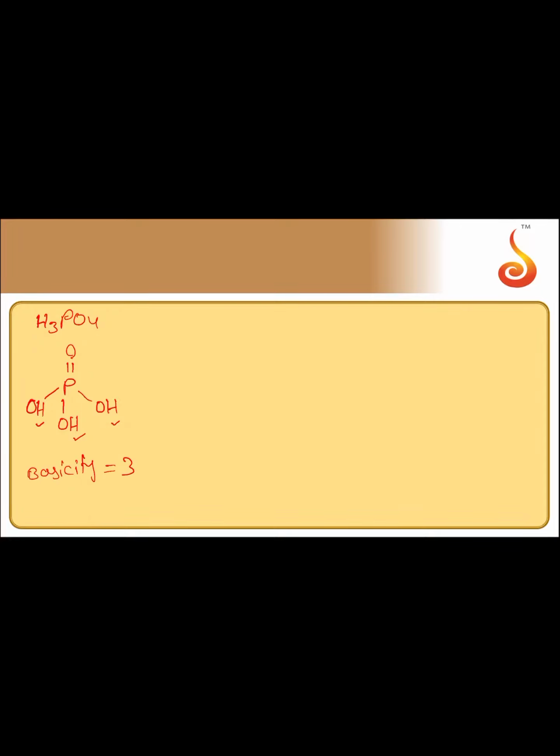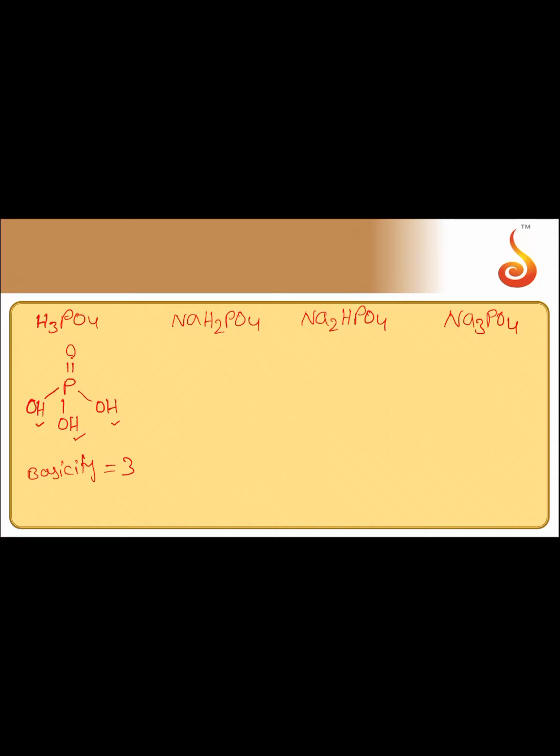That means basicity of orthophosphoric acid is 3 means it can form the 3 types of salts when it reacts with any base. For example, when it reacts with NaOH, it will form the 3 types of salts. What are those 3 types of salts? NaH2PO4, Na2HPO4 and Na3PO4. It is forming 3 types of salts.